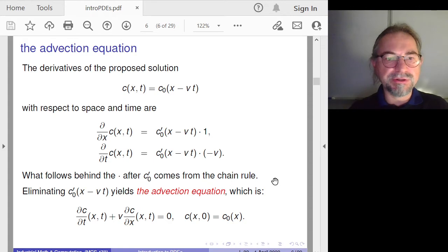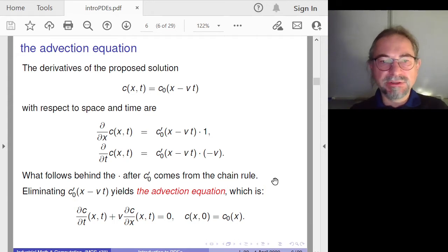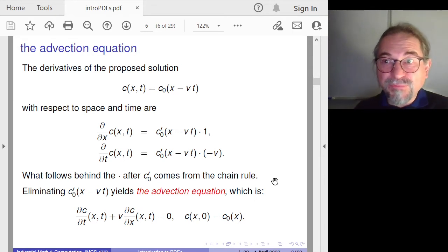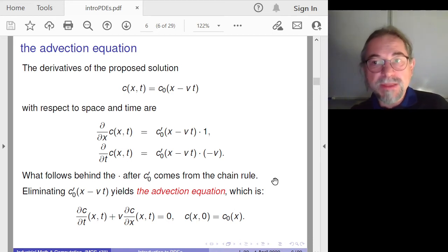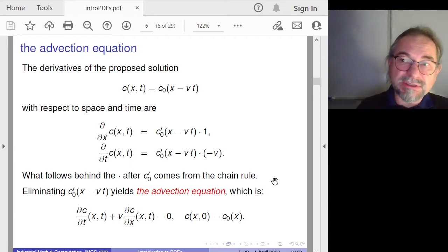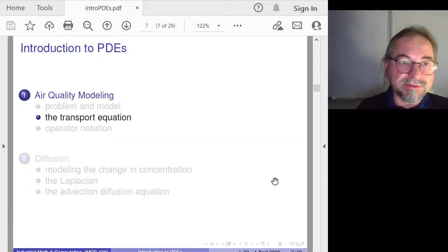Just like with the differential equations, when we have a first order differential equation, then we need to find an initial condition to have a unique solution, and the initial condition is given by the original profile of the fumes. Okay, so this is our first differential equation. It's a very simple one, but it's a good place to start. So let's start to look at this equation.